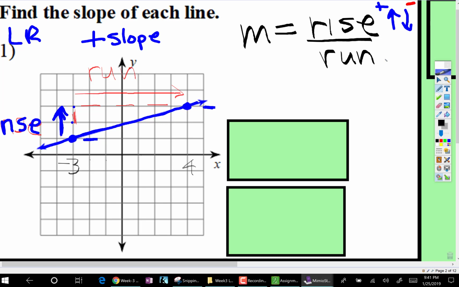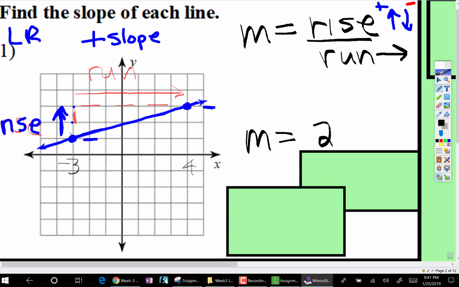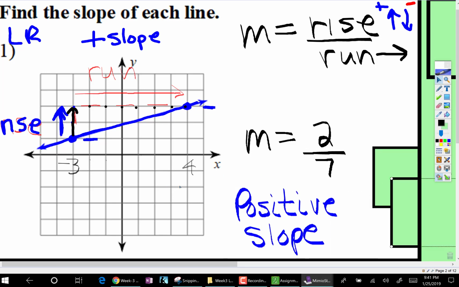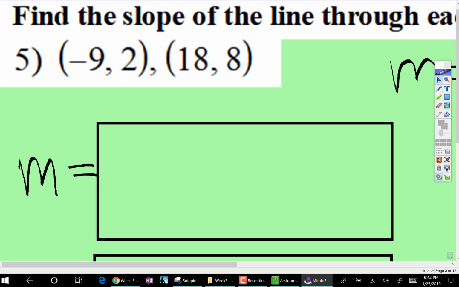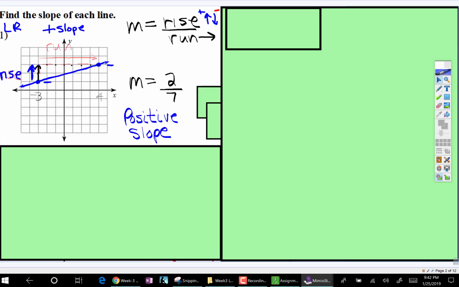When you find the run, it's always how far you go to the right. So we went up 2, from here to here. And then from here to here, 1, 2, 3, 4, 5, 6, 7. We went over 7, and that's the slope. Because we went up, it's a positive slope. All right, let's go back. We're going to keep going over here.